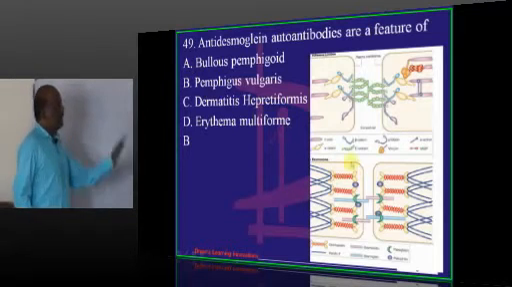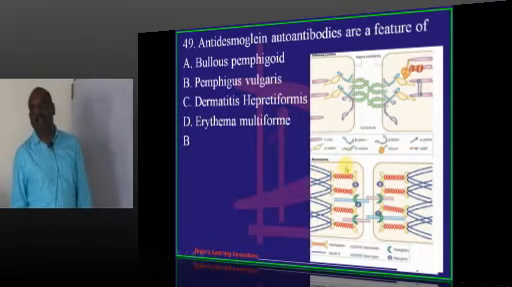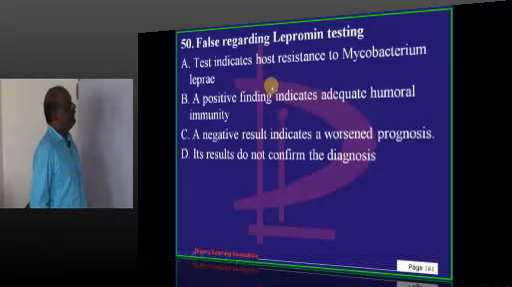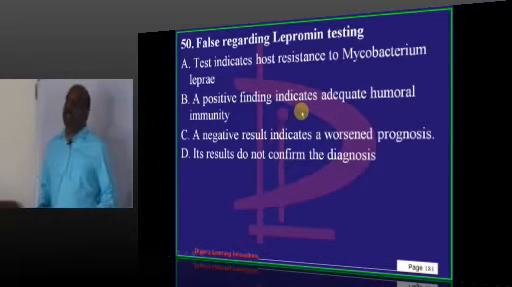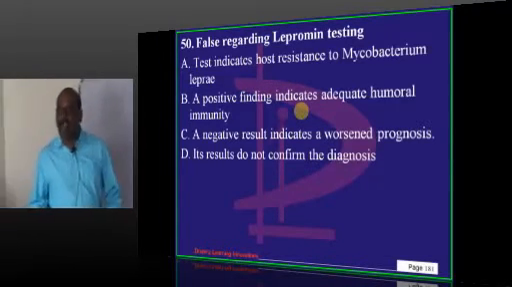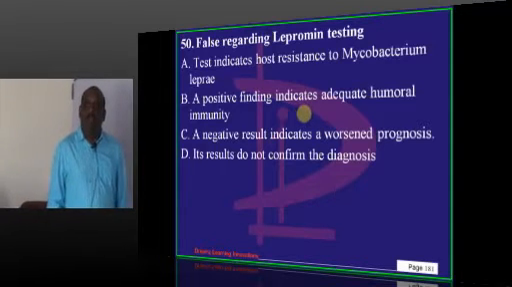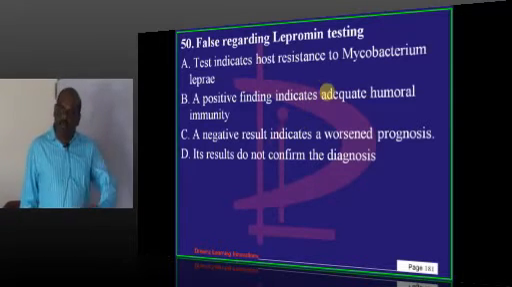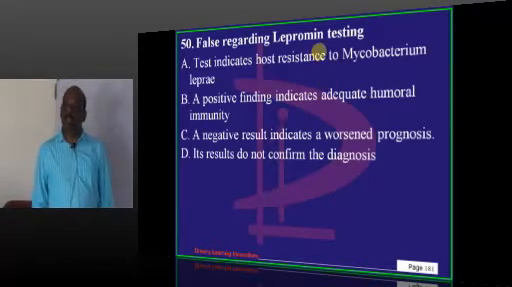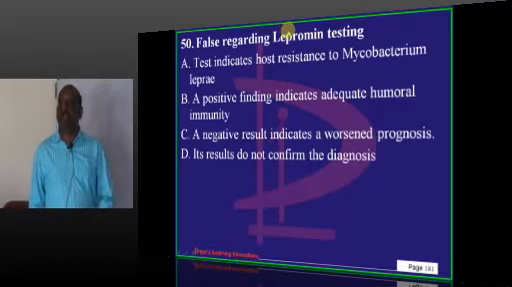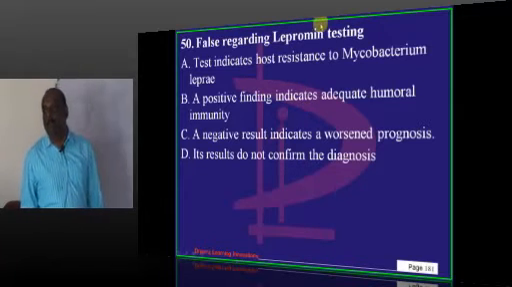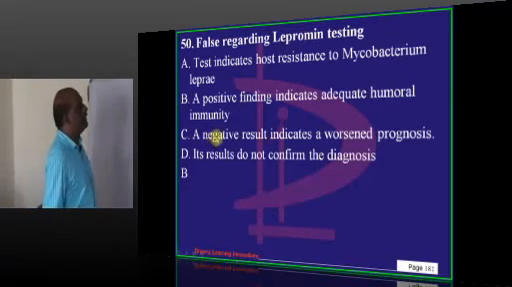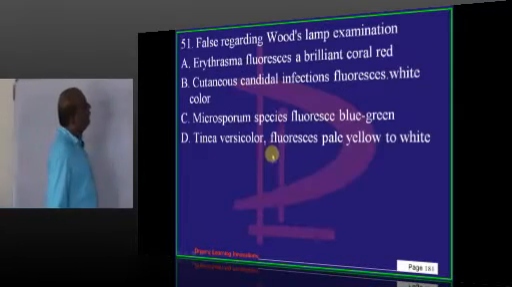Anti-desmoglein antibodies are a feature of pemphigus vulgaris, as all of you know very well. Then lepromin testing. Lepromin is only a prognostic but not a diagnostic test. Only if the cell-mediated immunity is intact will the lepromin test be positive. Hence in tuberculoid leprosy you have a positive lepromin, and in lepromatous leprosy you have a negative lepromin. We have been studying this since times immemorial.